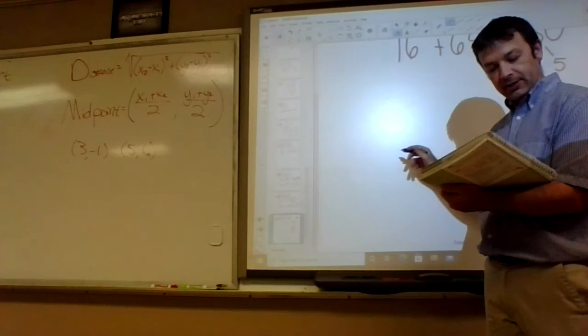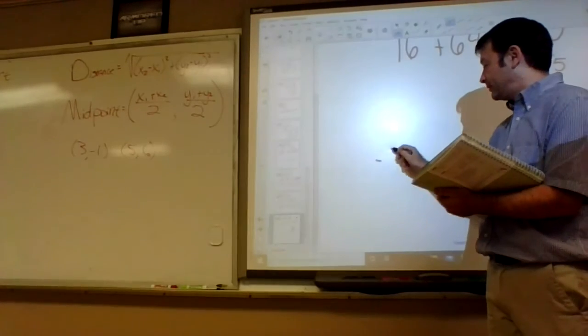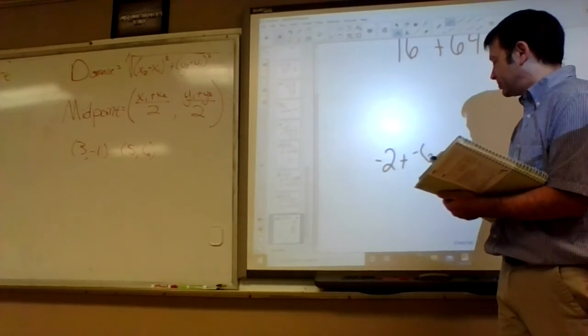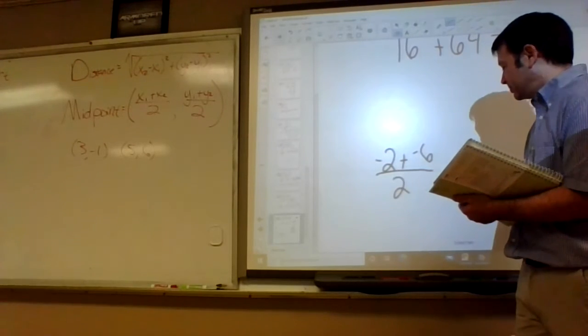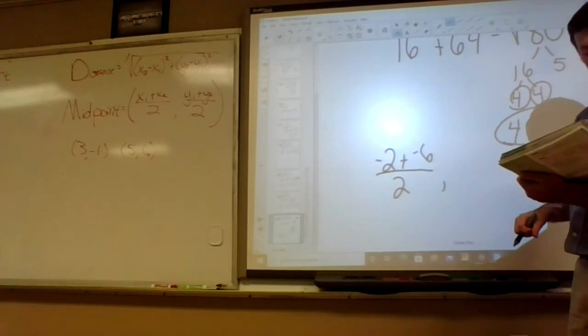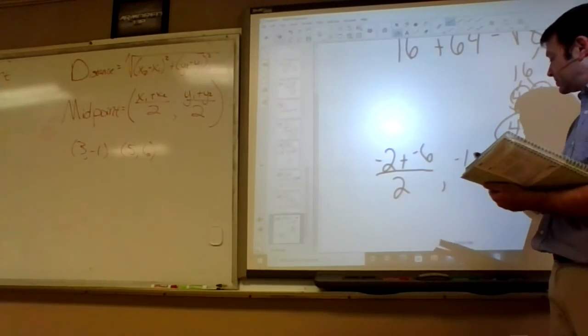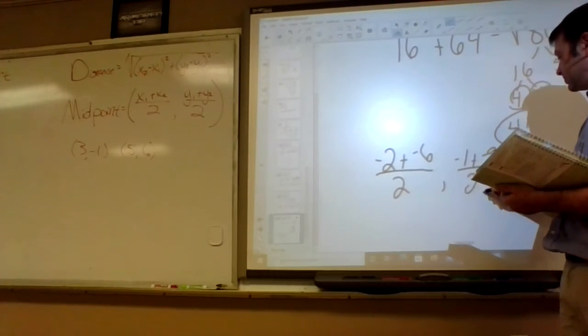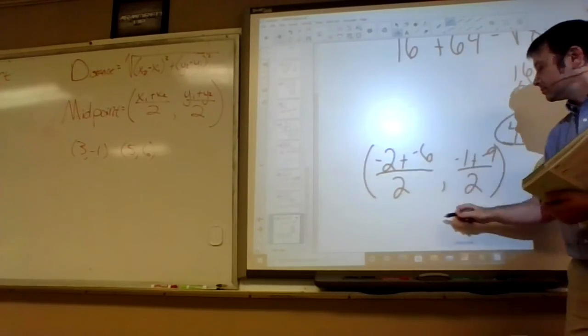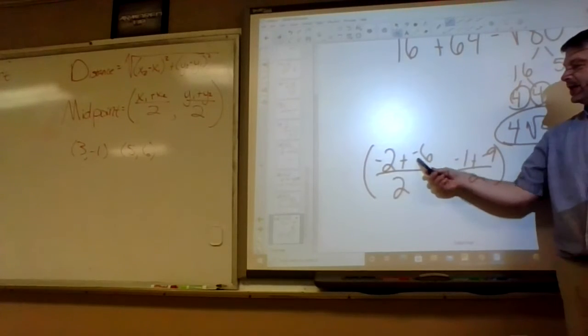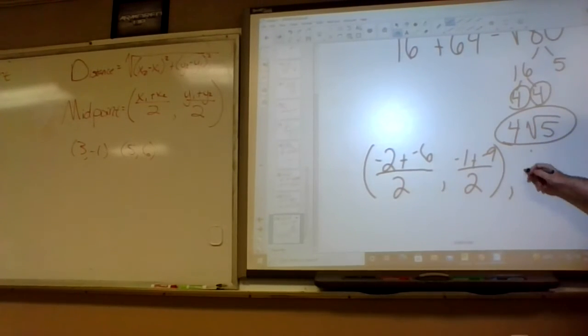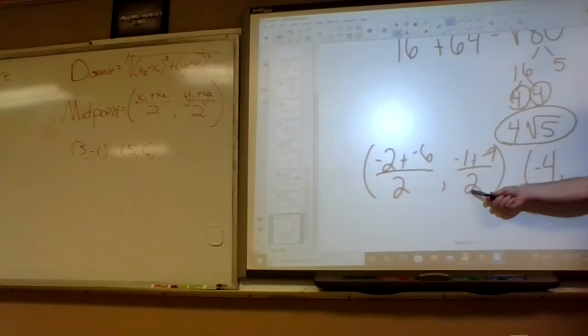And then on the midpoint, we get an average. So -2 plus -6, divided by 2, comma, y values: -1 plus -9, divided by 2. So this would be -8 divided by 2, -4. This would be -10 divided by 2, -5.